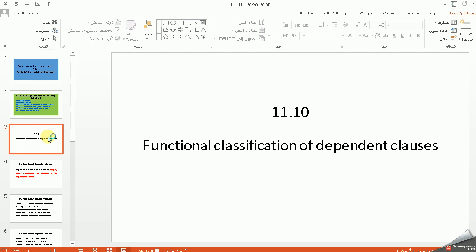In this section, we are going to discuss the functional classification of dependent clauses, where dependent clauses occur in sentences. Thereafter, after we classified clauses into dependent and independent, or subordinate clauses and main clauses, we are going to discuss the function of these clauses.